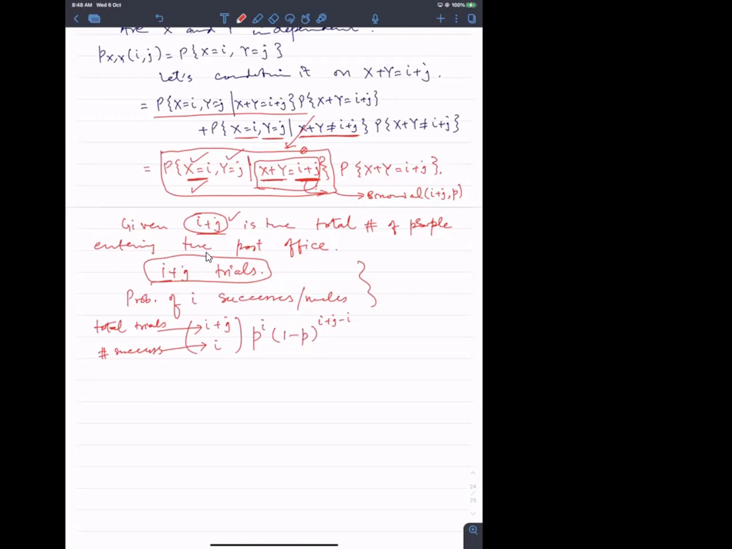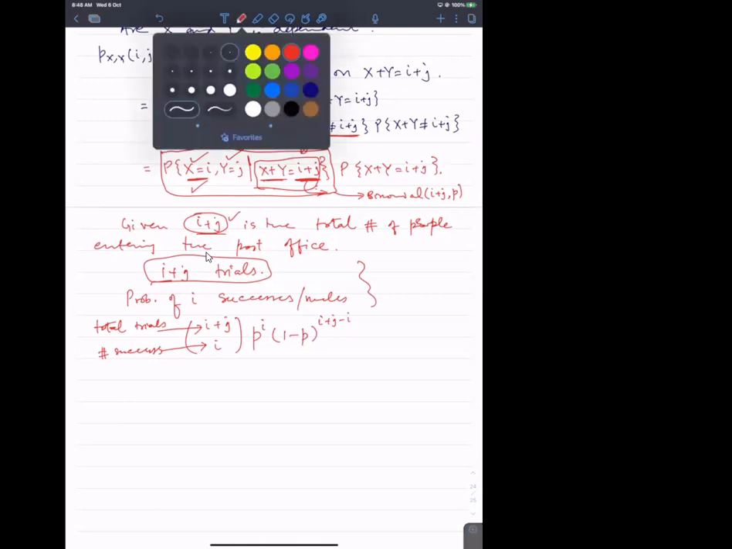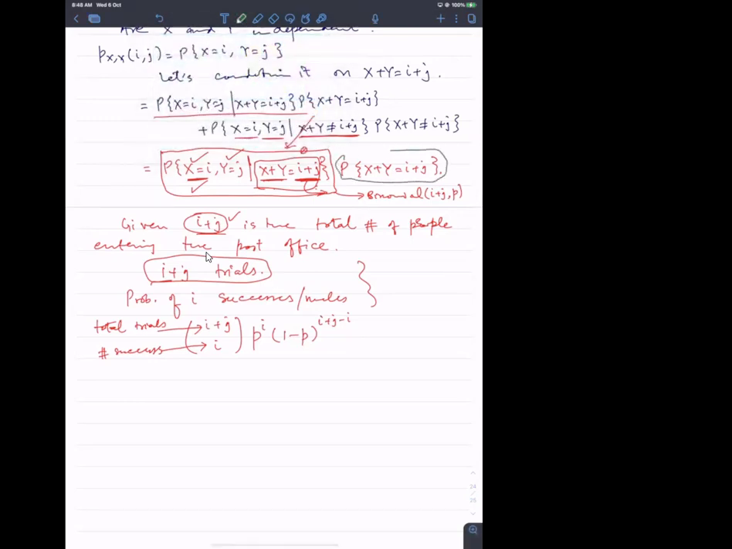Now, what is this guy, the latter one? Probability x plus y is equal to i plus j. What is this probability? What is the probability x plus y is equal to i plus j? Answers in the chat window.